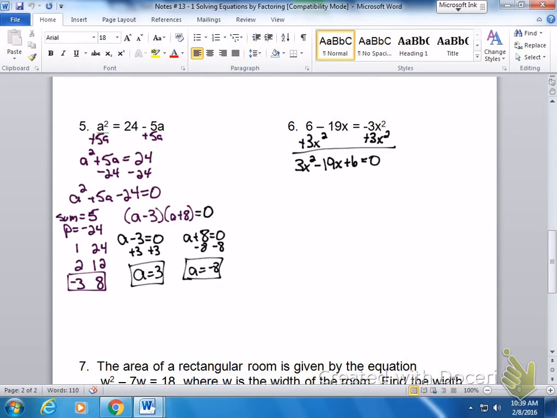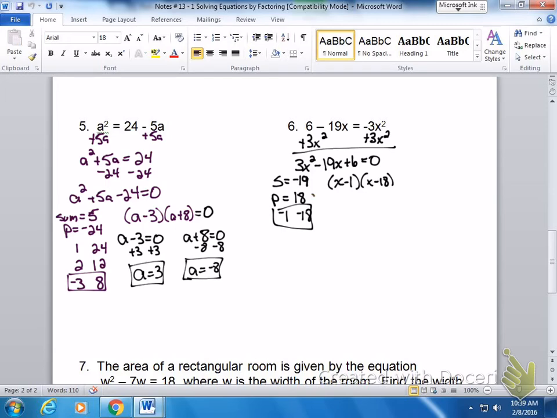So we're right back where we were. Need to find sum and product. The sum is negative 19. The product is 6 times 3, which is 18. So it looks like 1 and 18 might be an option, but I need negative 19, so I can make both of those negative. So I have x minus 1 times x minus 18.